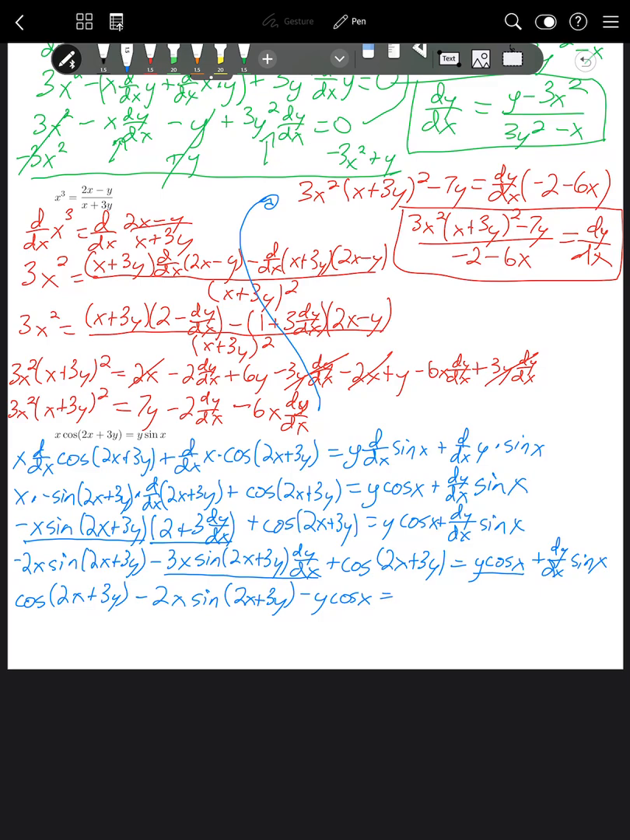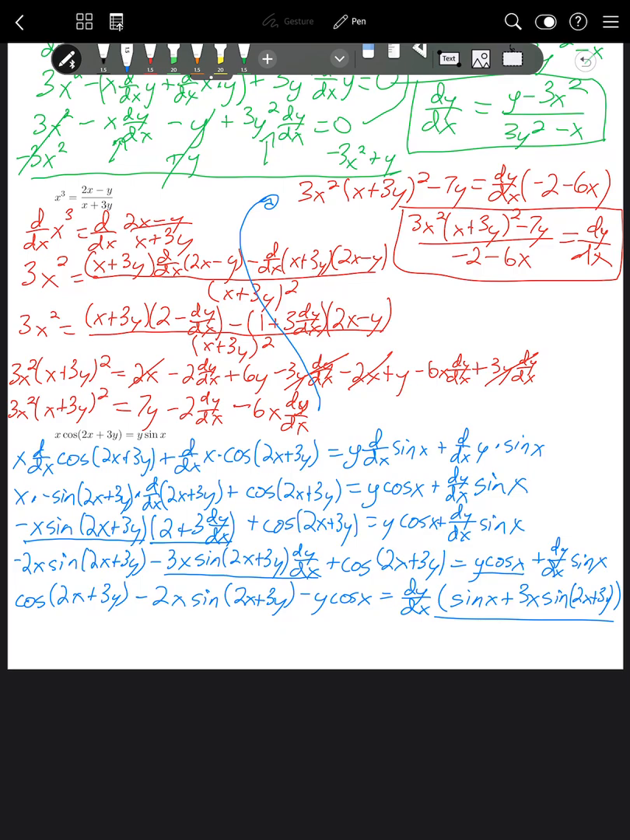and I could go ahead and factor out the dy dx because both these terms have a dy dx. I'm just trying to save on some space because I'm almost out of space. So dy dx times sine x plus 3x sine 2x plus 3y, and then divide both sides by this.